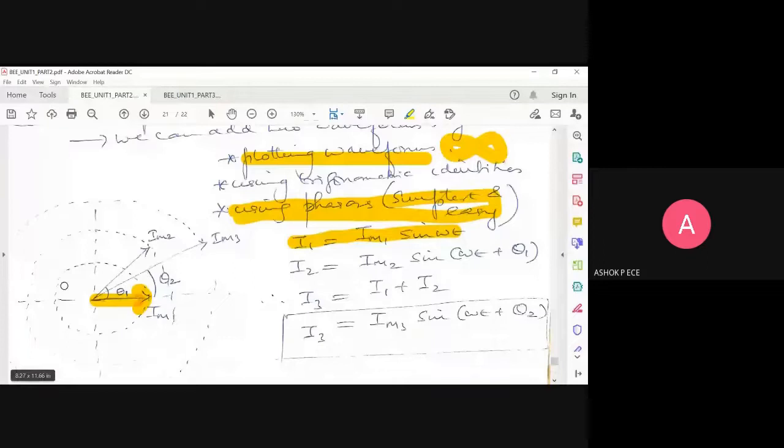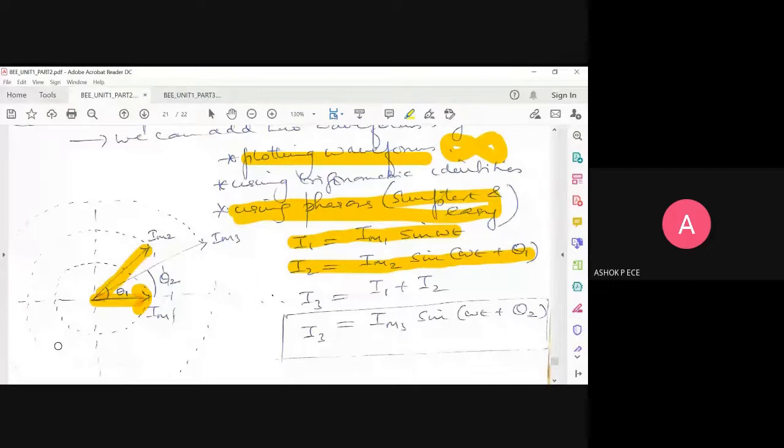I have another waveform I2. I2 equal to Im2 sine omega t plus theta 1. The plus theta 1 indicates leading. Okay. So I will be drawing Im2 ahead of Im1 because I2 is leading your I1. So I will draw Im2 somewhere here, and the angle is going to be theta 1. So this Im2 rotates on its own circle in the anti-clockwise direction.